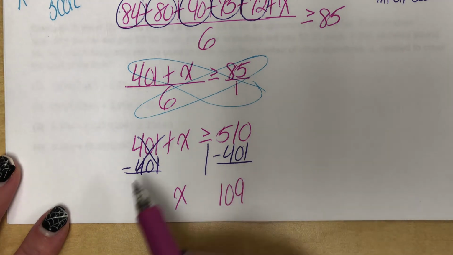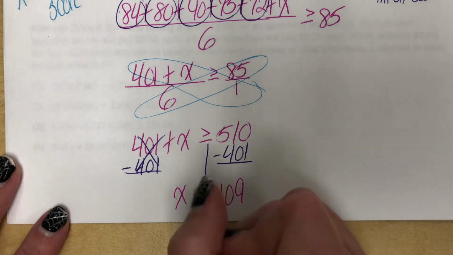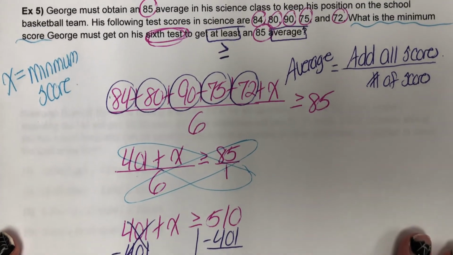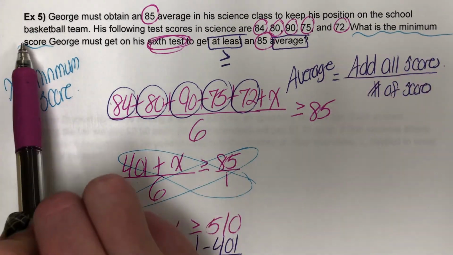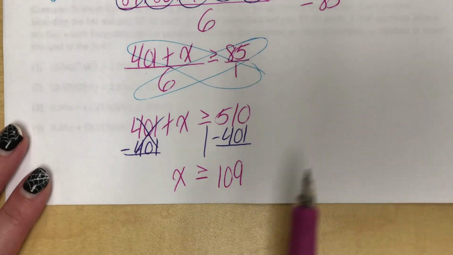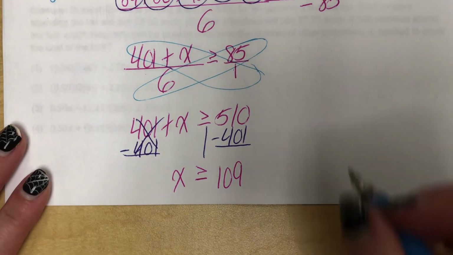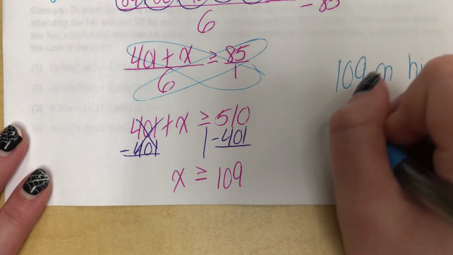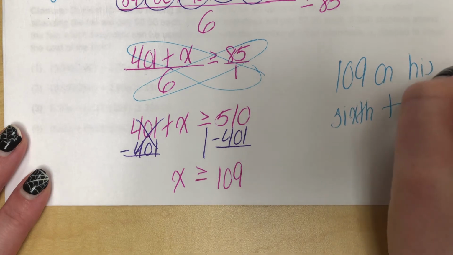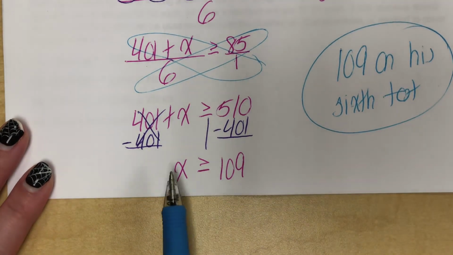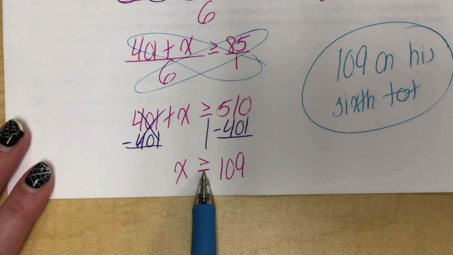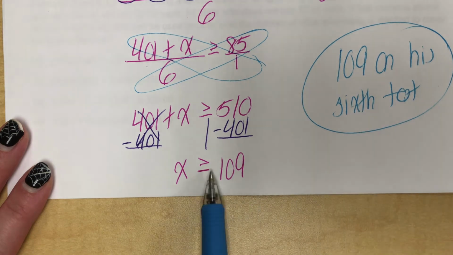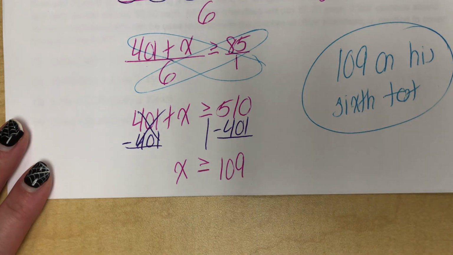I didn't divide at all, so this is definitely not going to change. It's going to be greater than or equal to 109. So if I reread the question at the top, what is the minimum score George has to get? Well, he's got to get 109, it looks like, on his next test if he wants to reach his goal. 109 on his 6th test. All right, because again, x should be greater than or equal to 109. He can get 109 on his test, so I'm going to equal 109 for number 5.